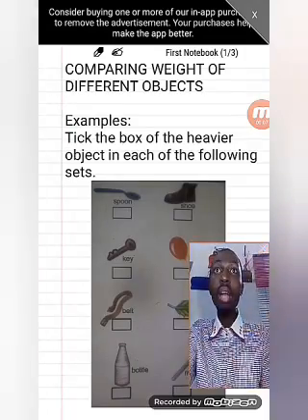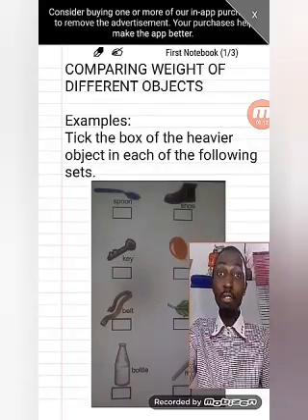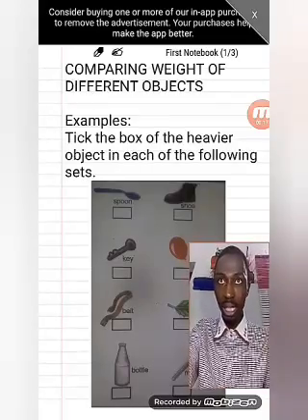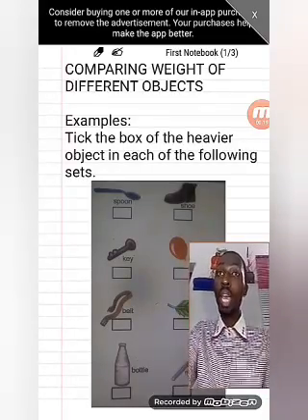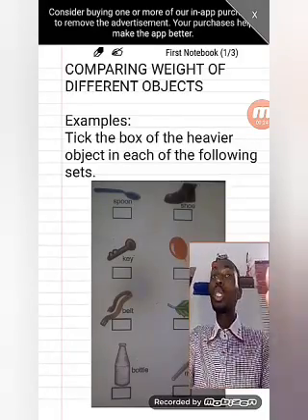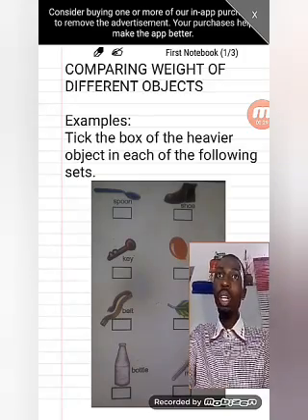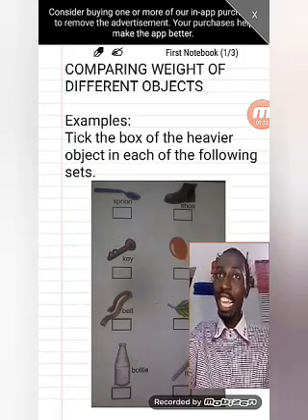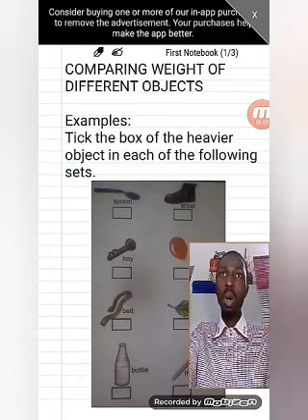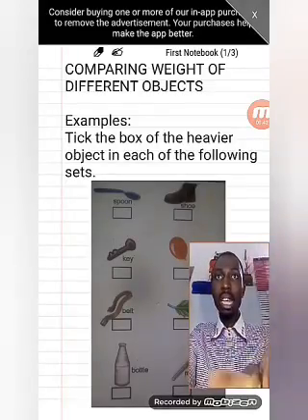Now, looking at what we want to do today, like I told you before, we're looking at comparing weights of different objects. Remember, different objects have different weights. We want to compare for you to recognize and be able to identify between two objects, or three objects or more, but 2-3 objects today specifically. You'll be able to tell which is the heavier or heaviest, or which is the light and which is the heavy one. So let's look at these examples now quickly.